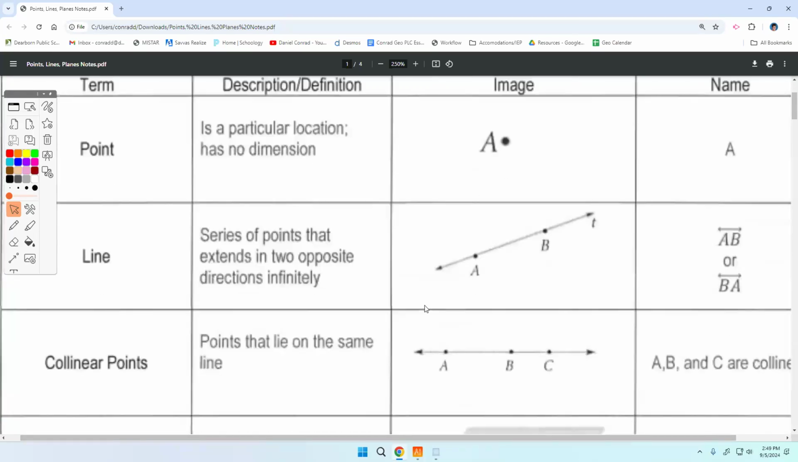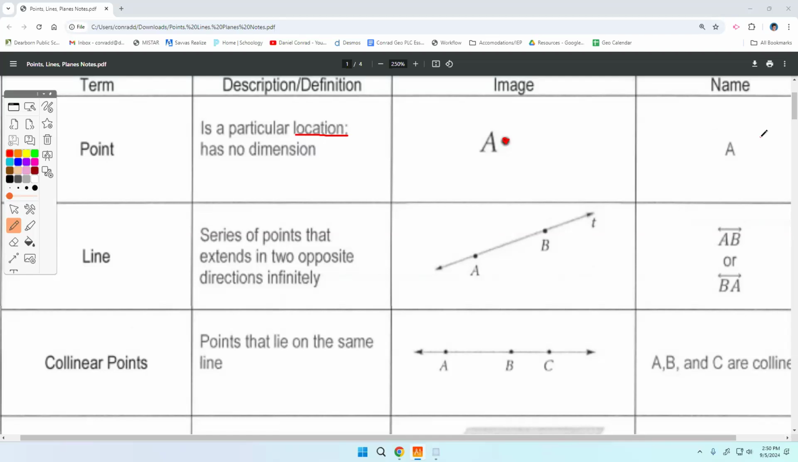Okay, so points are just locations. That's the key to that one. They're simply locations. They're spots. And we denote where the location is with a dot on a diagram. In the diagram here, you'd have a dot indicating where the point is, and then the label for the point right next to it. So point A. And we simply name that as A. So point A or just A.